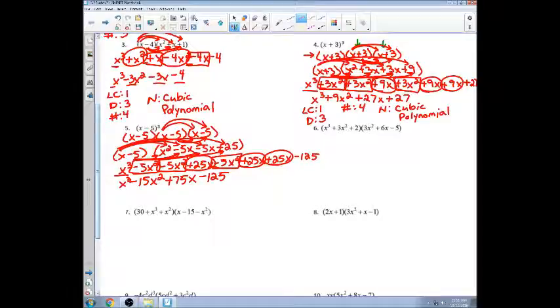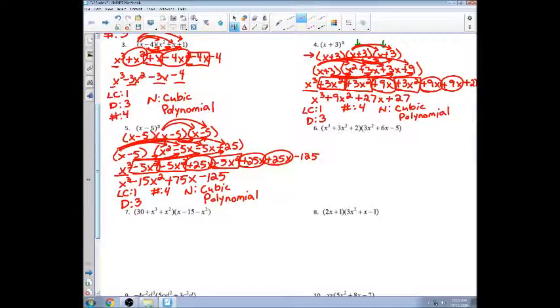Now I can go ahead and label my leading coefficient. There's nothing in front of my x cubed, so it'll be 1. The degree would be my highest exponent, which is 3. The number of terms, again, would be 4. So the name would be a cubic polynomial.